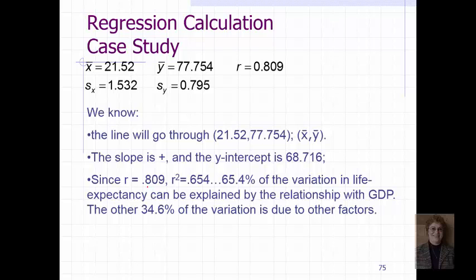Since r was 0.809, we know r squared is 0.654, so about 65.4% of the variation in life expectancy can be explained by the relationship between life expectancy and GDP. That leaves about 35% that is unexplained. Now, in this case, only a third of it unexplained isn't too bad, because we all know there's a whole lot of stuff that goes into life expectancy.